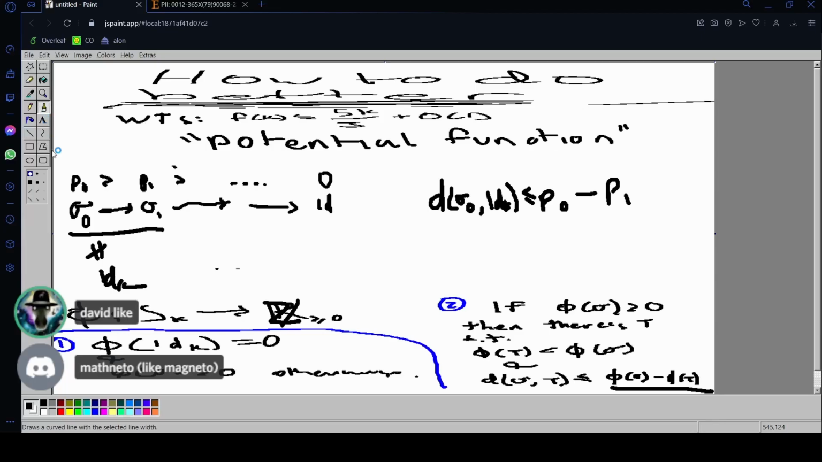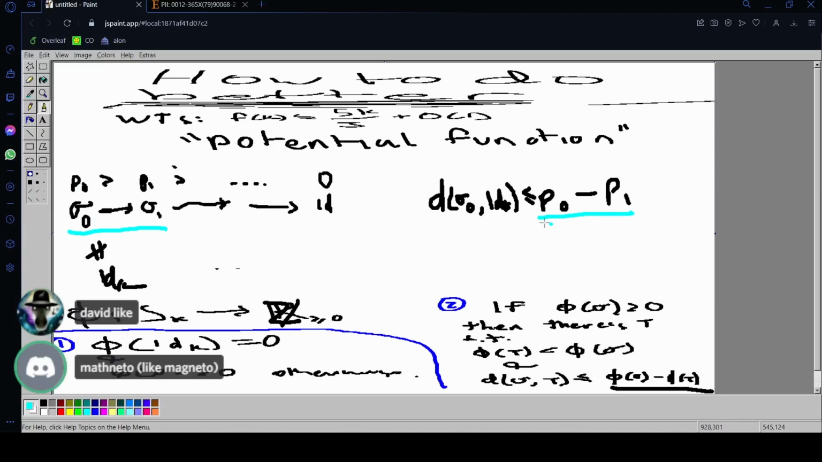Maybe it'd be better if I wrote it this way. I'm guessing those are the same, right? Because phi of sigma is the same as the potential of sigma. So P0 is just so I didn't have to write phi of sigma 0.